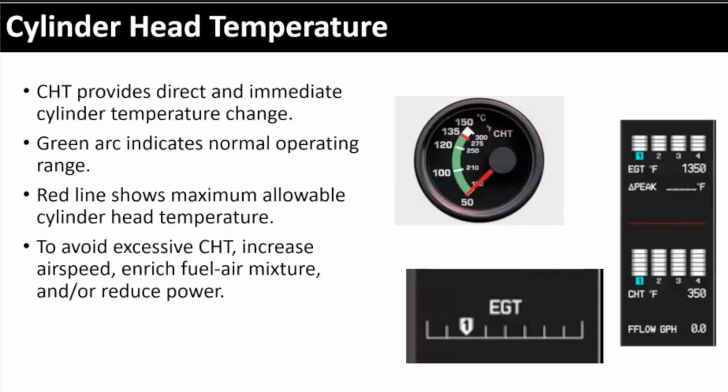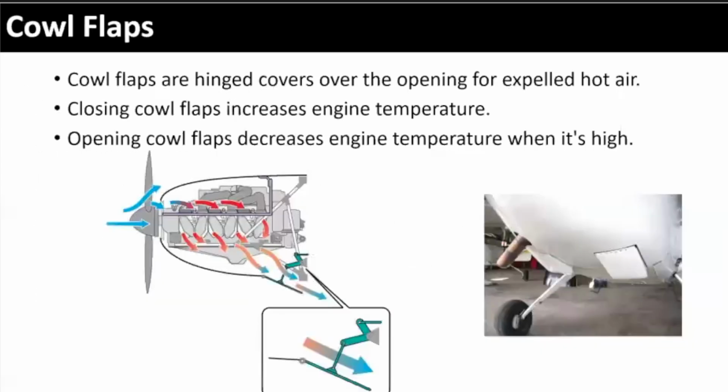Okay. Here's just a couple of different types of indicators for that engine heat or engine temperature. Green is good. Red, not so good. To avoid the excessive heat, increase the mixture. Okay. Get more airflow. We already talked about the cowling covers.